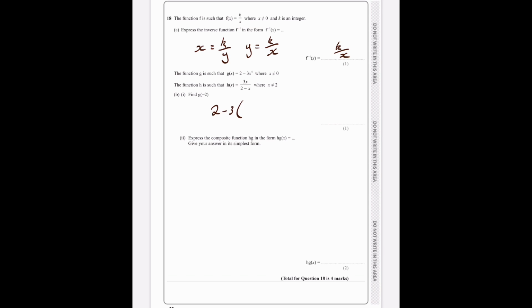For b(i), substituting negative 2 into g, we'll get subtract 3 lots of negative 2 to the power 4, which is negative 46. Finding the composite function h of g of x, so we're going to embed g of x into h of x. So looking at h of x, wherever there's an x, I'm going to write 2 minus 3x to the 4 instead, in the numerator and the denominator.